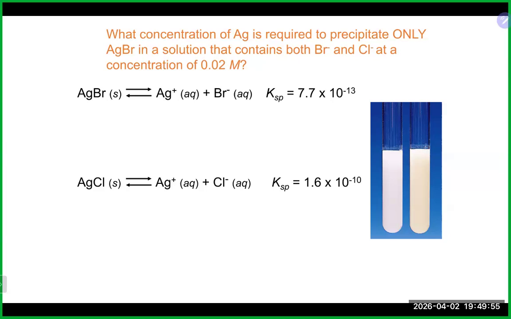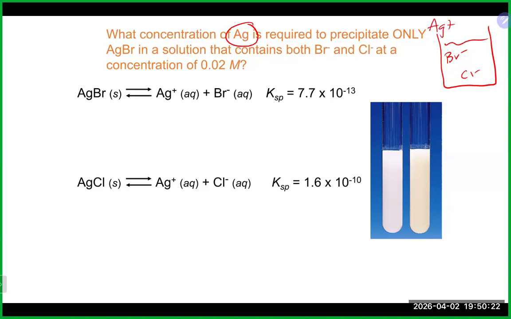Why would that be helpful? Well, if we take a look at this example here, we have a solution that has bromide ions floating around and chloride ions floating around in this particular case. And we want to know what is the concentration of silver we would need to add to that to precipitate out only the bromide ions and leave the chloride guys still floating around in the solution by themselves.